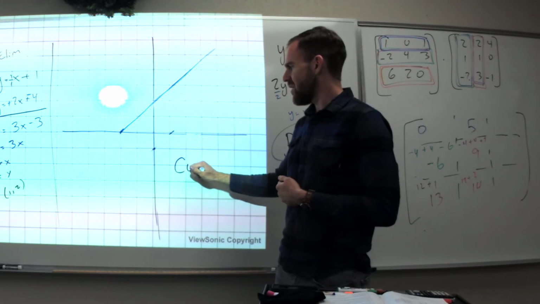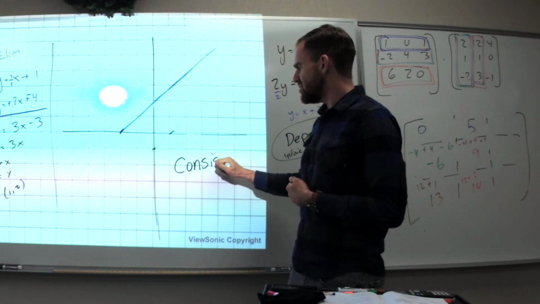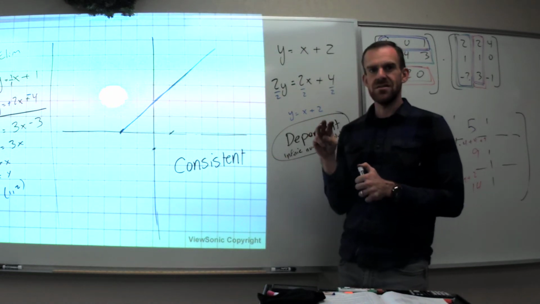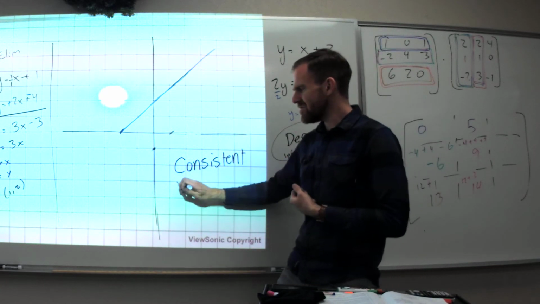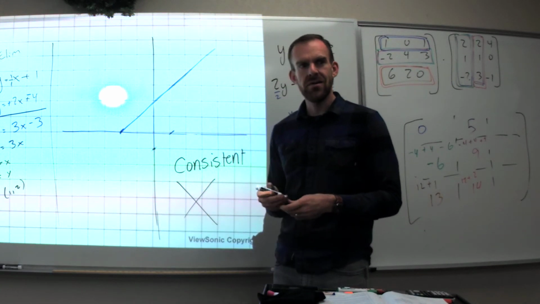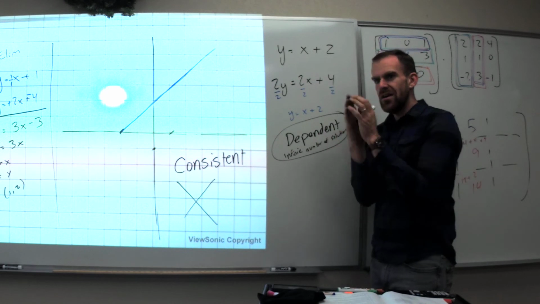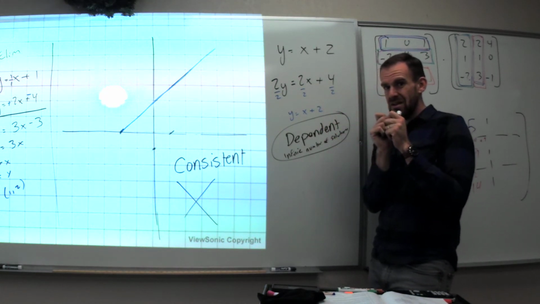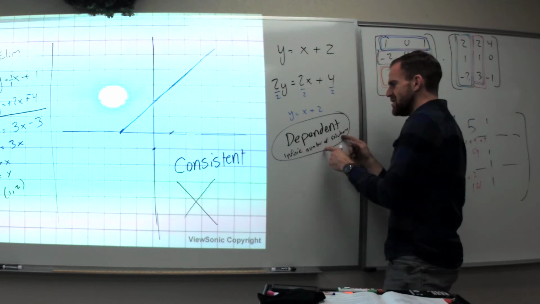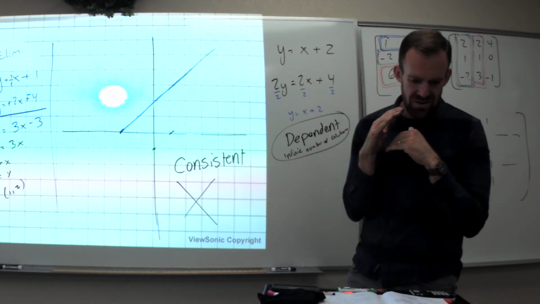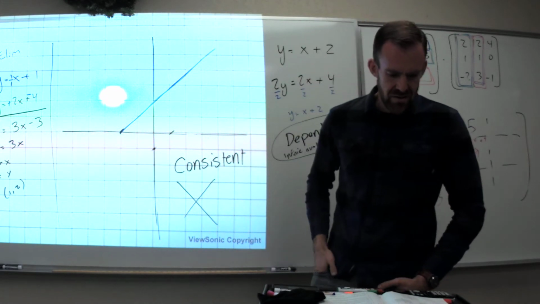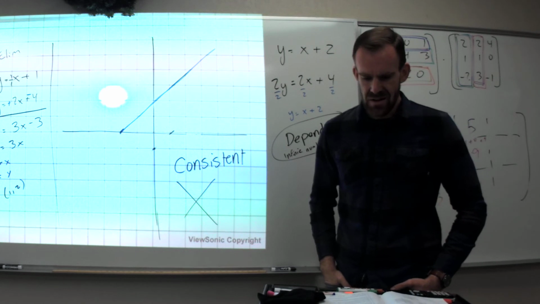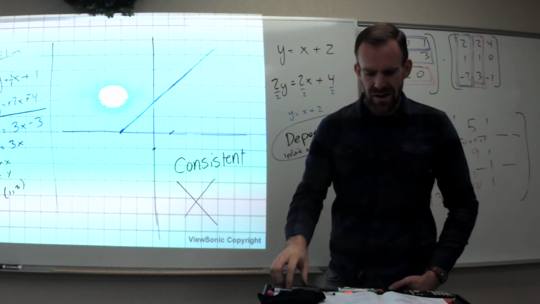So, sometimes they'll ask you to categorize these. You have 3 options. Consistent, where the 2 lines cross and you get one answer. Inconsistent, where the 2 lines are parallel, they have the same slope, and so you get no answer. And dependent, where the 2 lines are the same line, and they are an infinite number of solutions.